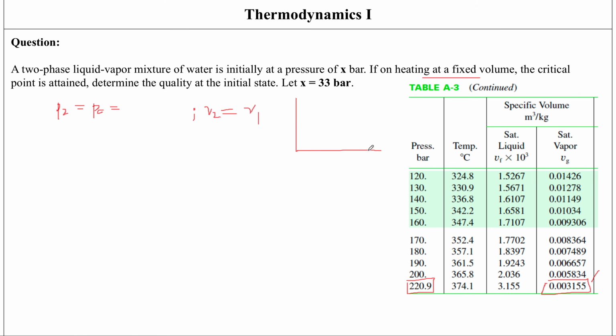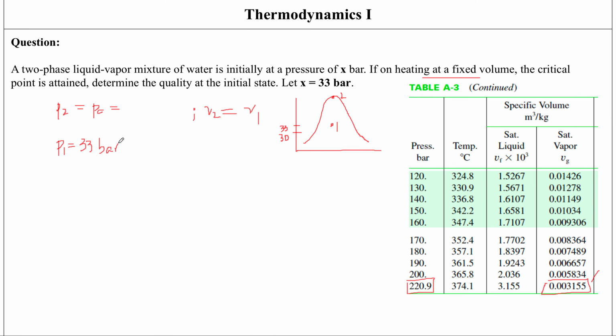On the PV diagram, let's say I'm still looking at the same state, but instead of 30 bars, I'm looking at 33 bars. So somewhere here, let's say, I've got my state 1 here, and my state 2 is here. What else do I know? The pressure at state 1 is given to me as 33 bars.